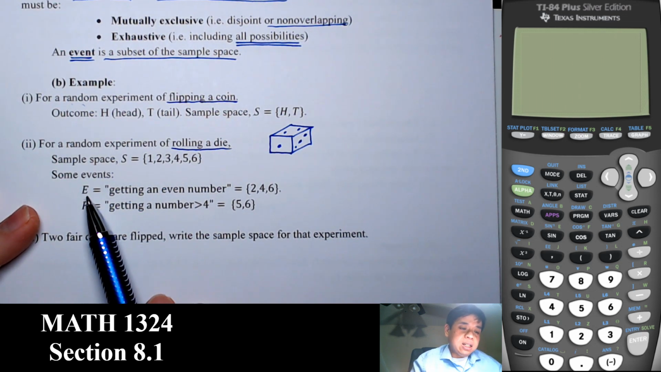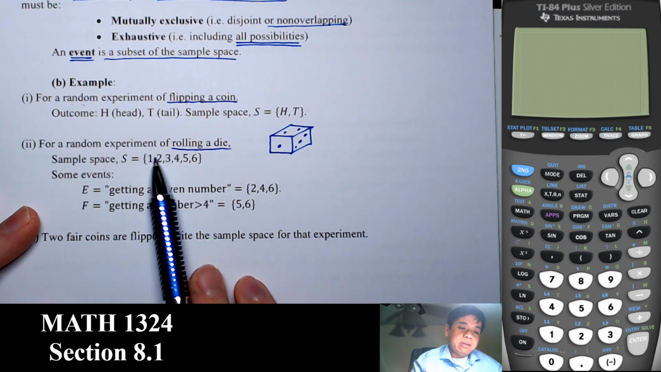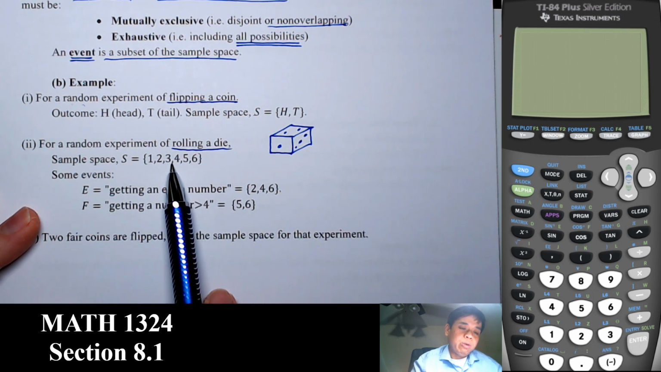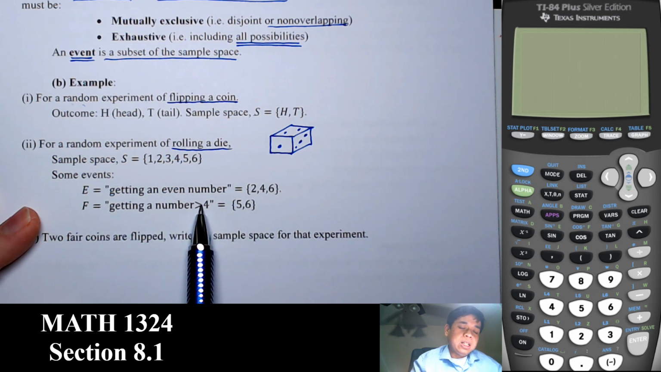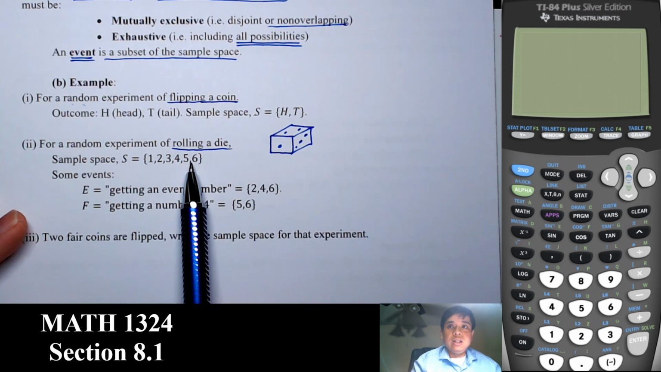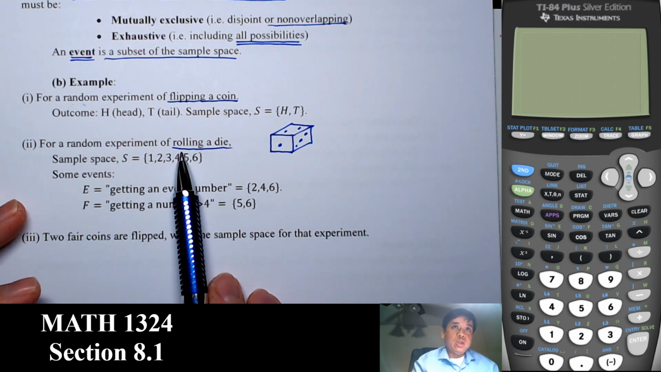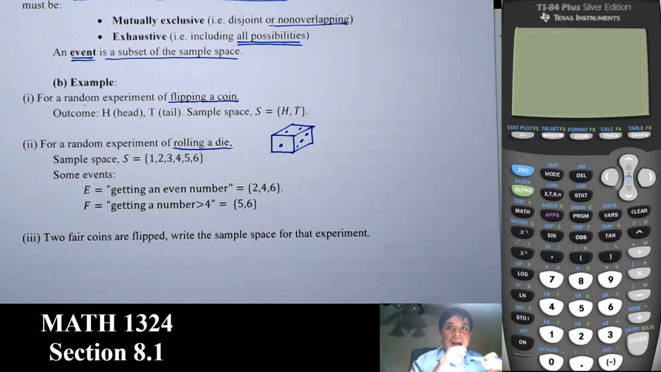And then some event. We can say an event is a subset of this. So we pick some of these. For example, an even number could be 2, 4, or 6. Or a number that is greater than 4: 5 or 6. So an event is a subset of sample space. We choose some of the outcomes in the sample space to be in the event.